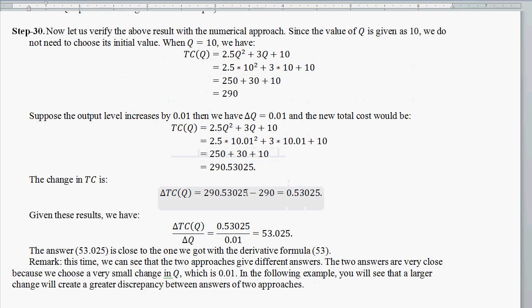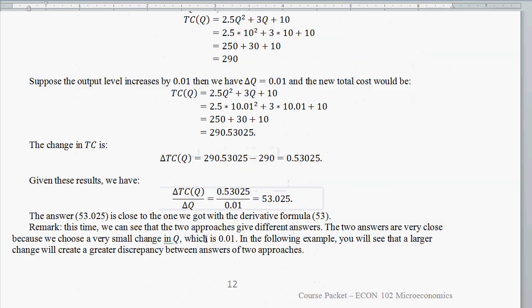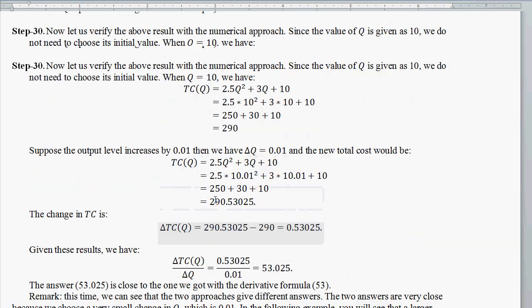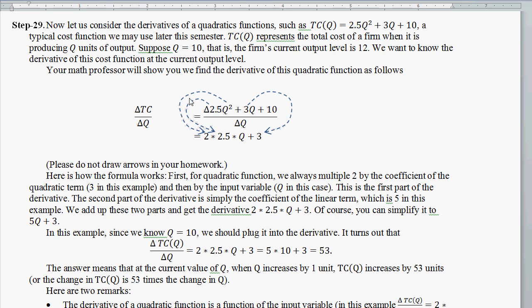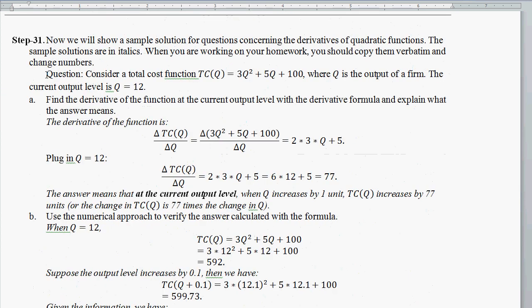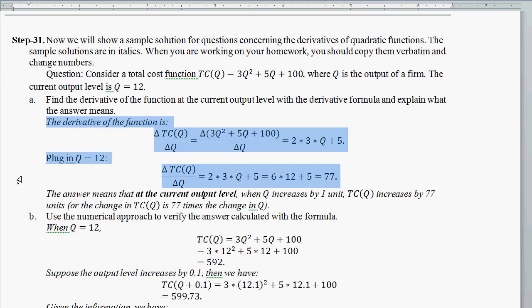So this is all we want to know about the quadratic function, and now the derivative of the quadratic function. Now let's look at the sample question, and you should copy these parts in italics when you're doing your homework. Just change the numbers, change the symbols. That's all you need to do. It sounds kind of boring, but we need practice, right? We first practice, and then maybe we can do something creative.